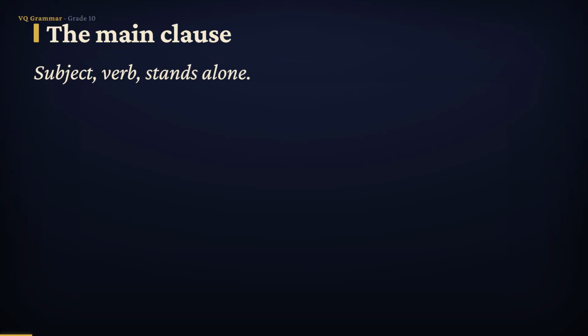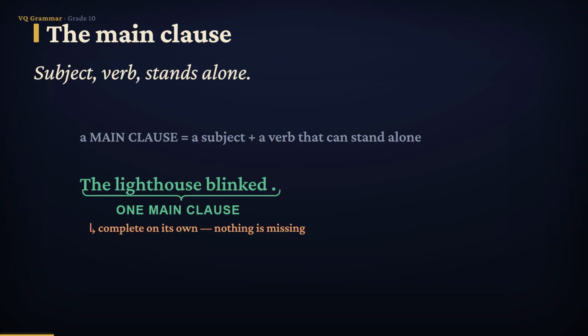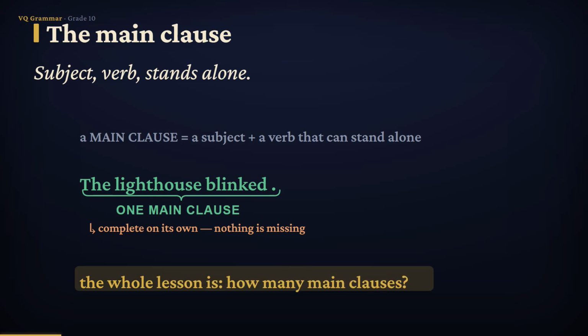Before we can count sentences, we have to count clauses. A main clause has a subject and a verb, and it can stand alone as a complete sentence. Look at this one. The lighthouse blinked. There is your subject, lighthouse, and there is your verb, blinked, and nothing at all is missing. Say it out loud and walk away, and the thought is finished. That is a main clause. And here is why it matters so much today. The whole lesson today comes down to counting main clauses. One of them, or more than one.